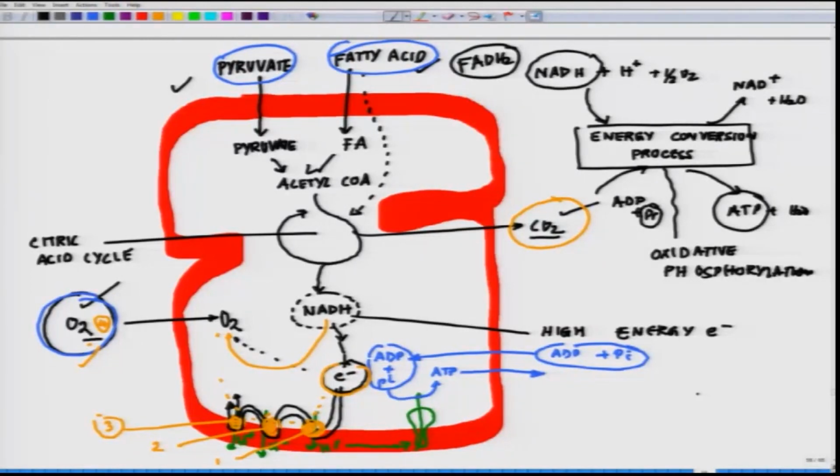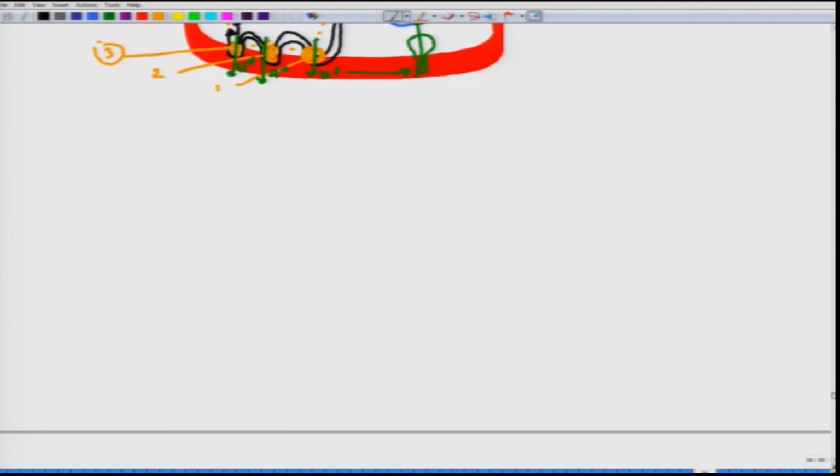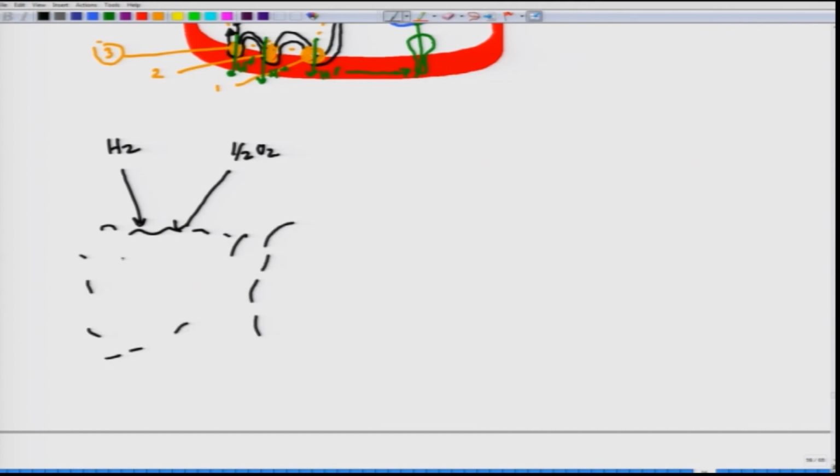Okay. Now, why does nature follow this peculiar mechanism? Here is an analogy for why nature does it. Nature does some very clever and tricky things. If you look at this reaction in real life, suppose you have hydrogen and half oxygen, and you allow them to react. This is an explosive release of heat energy to make water.